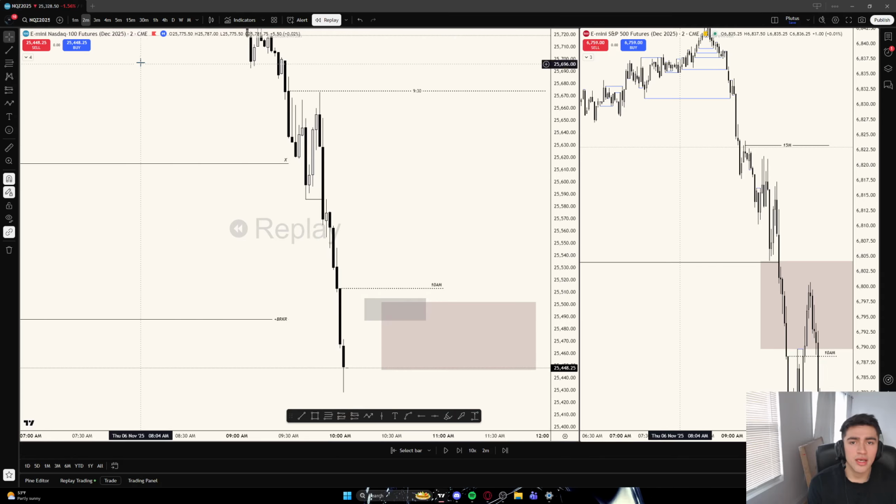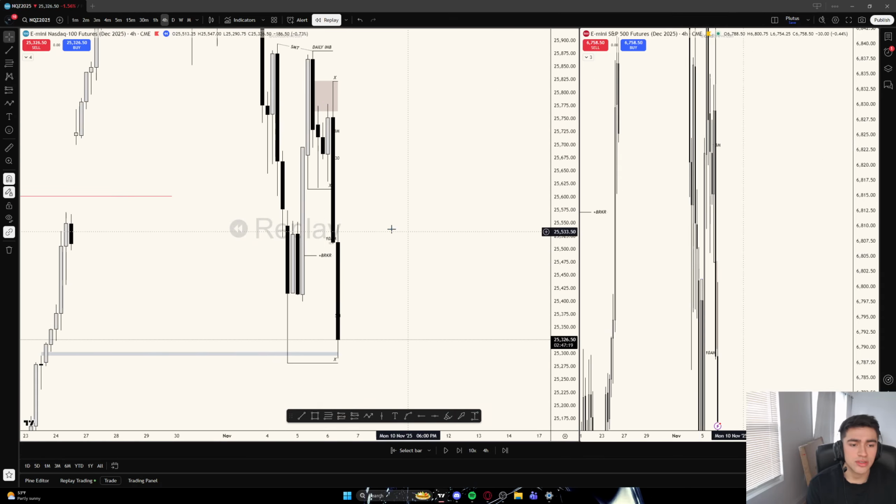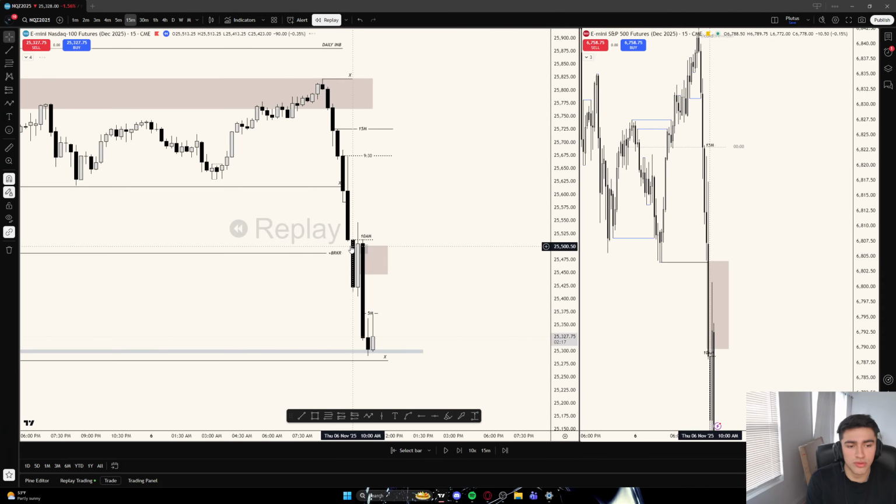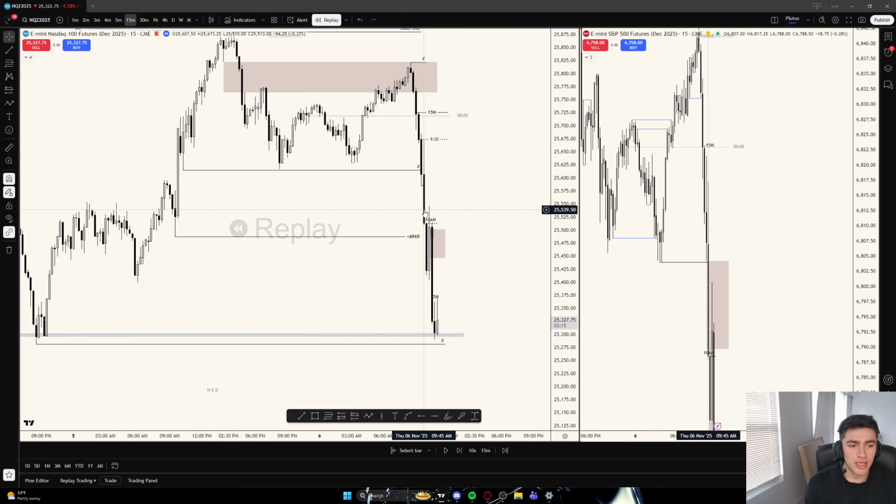Price just kept dumping, and I was okay. Like 4-hour inverse, 10 a.m. is opening lower essentially, so I was okay. If price comes and taps this 15-minute gap, I would look to take shorts.